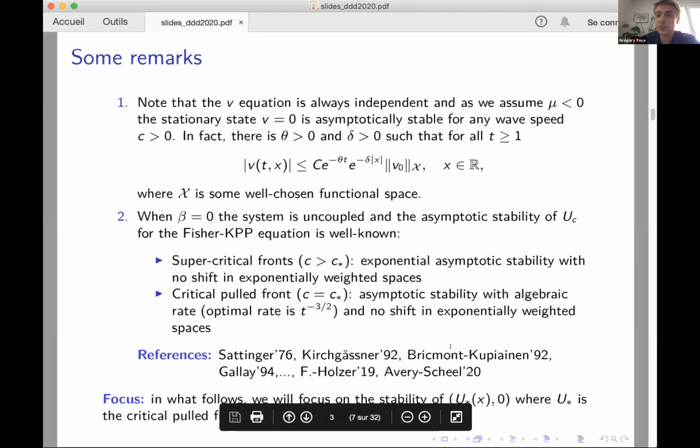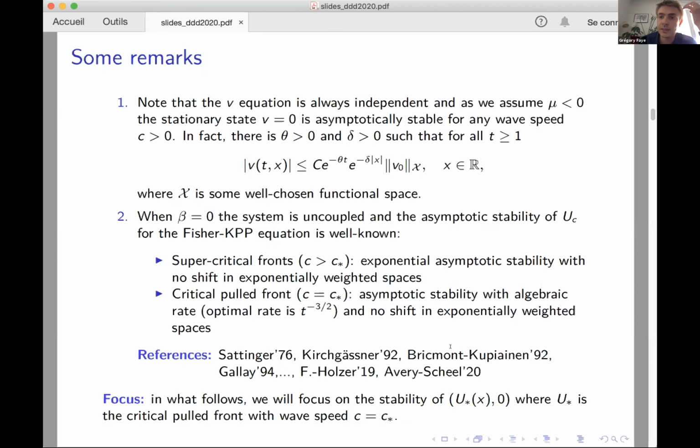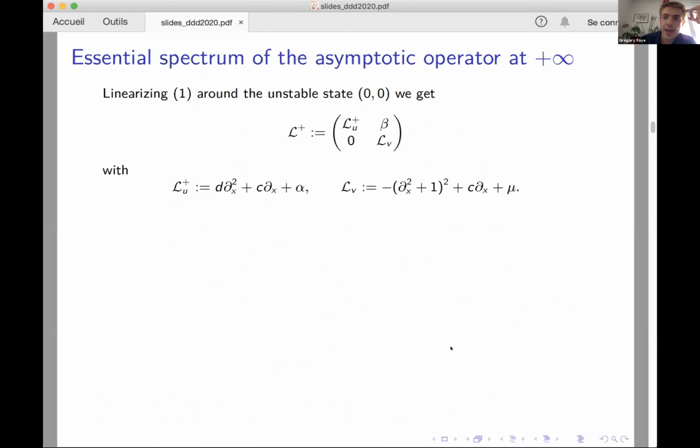And once again, we want to determine its nonlinear stability against well-chosen perturbations. So the very first thing that I will be doing is linearizing the system near the unstable steady state (0, 0). This just means that I'm linearizing near plus infinity, and there I get a triangular limiting operator that I call L plus. On the diagonal, I get the linearization of the Fisher-KPP equation near 0. So it's just given by this second order linear operator.